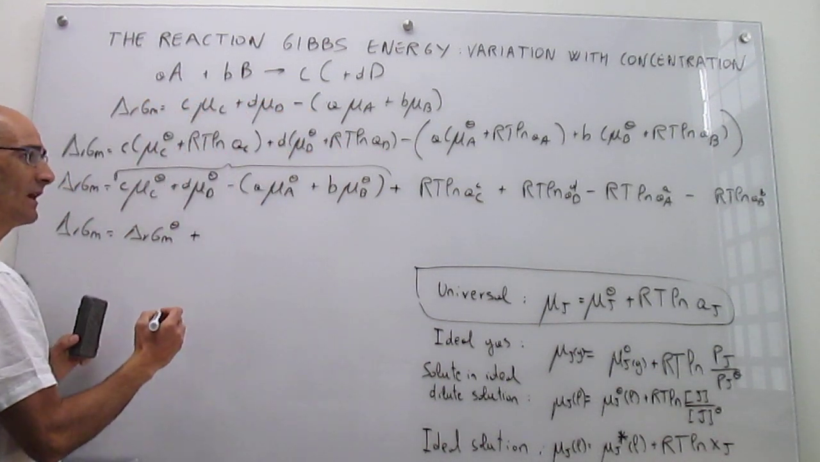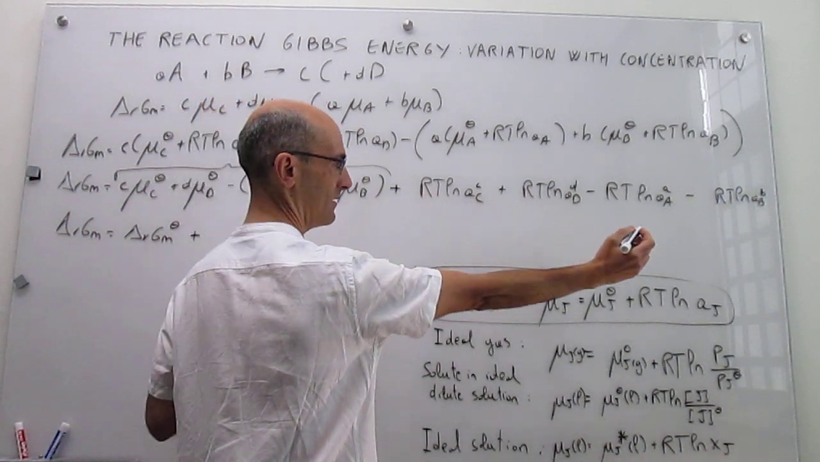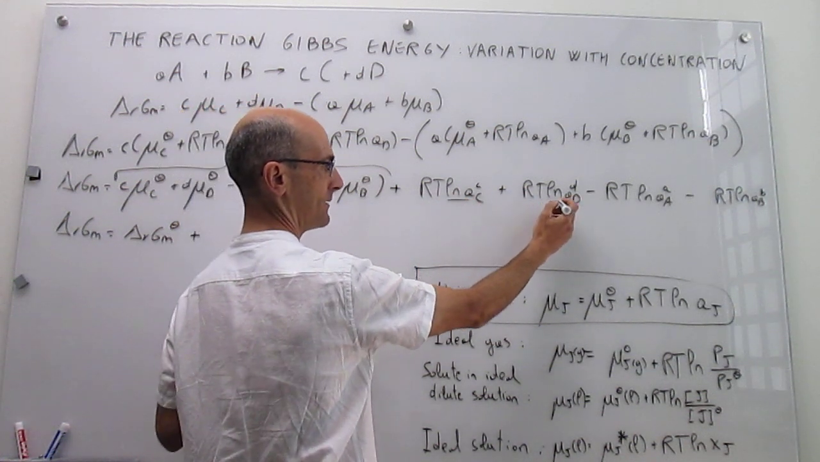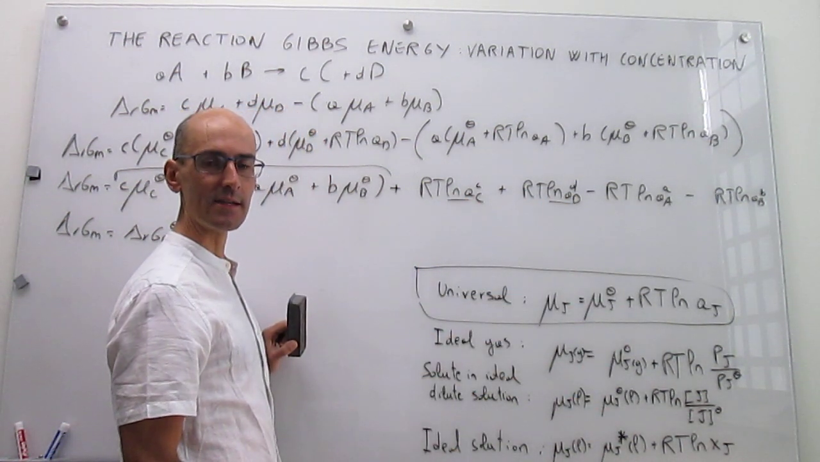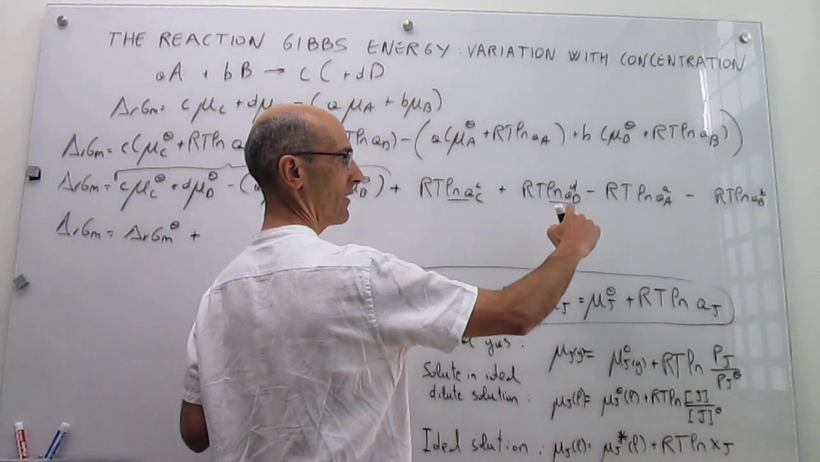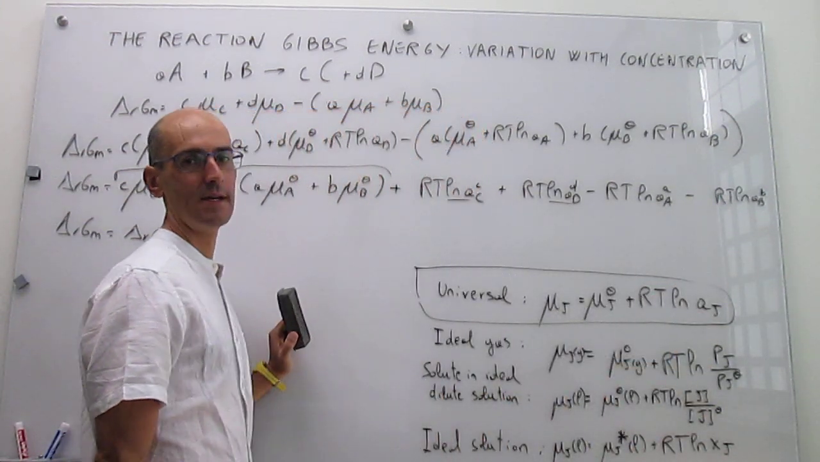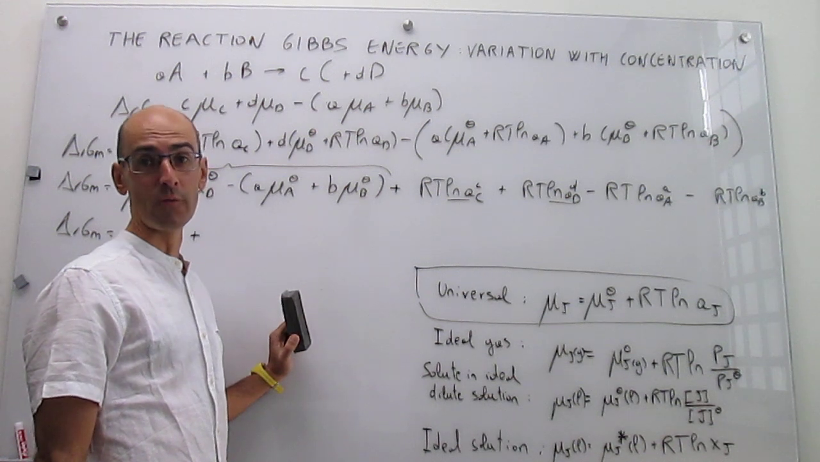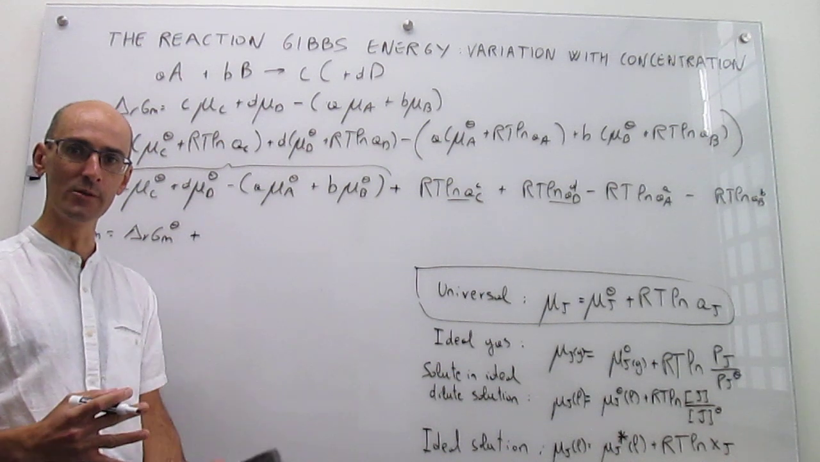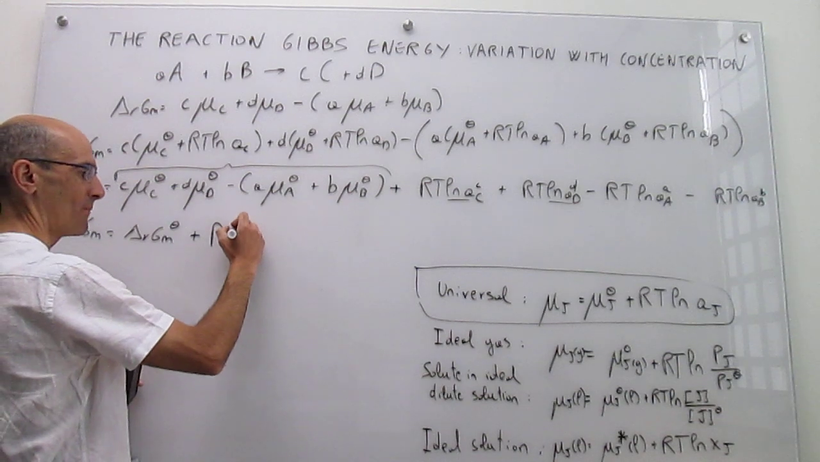Now, the next thing that I can do is notice that I have here a common factor of RT for all of those natural logs, but then I'm going to have here the sum of two natural logs, and that is going to be the natural log of the product of those activities. And here you have the difference of natural logs of activities, and that is simply going to be the natural log of the ratio. So after all of that common factor and rules of the natural logs, we arrive at an expression that is very nice and compact, right?